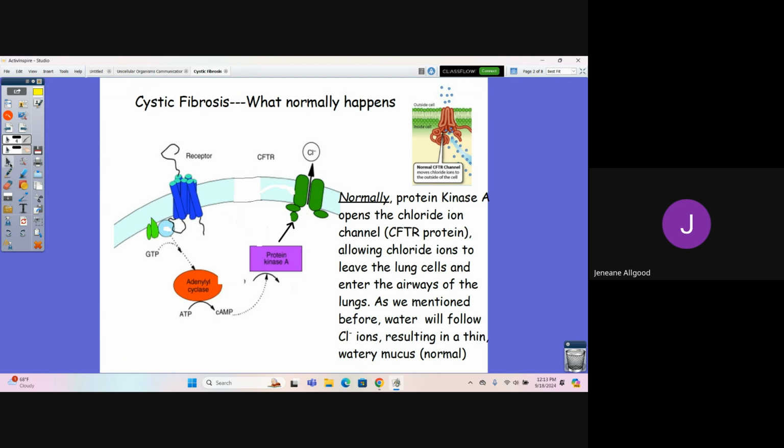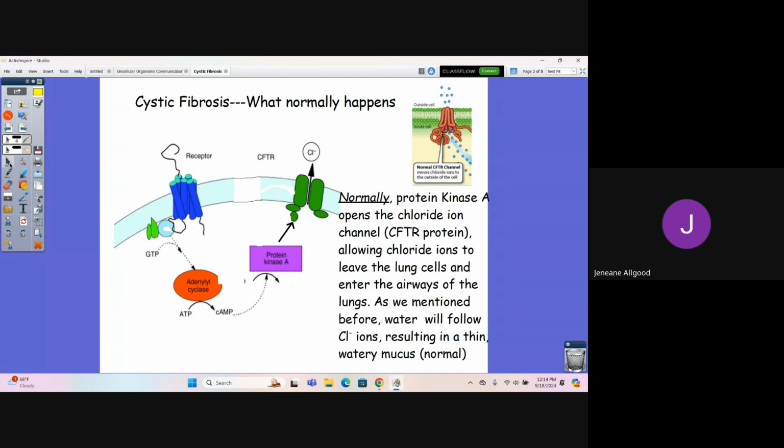So normally, in people without cystic fibrosis, protein kinase A binds to the CFTR protein, opening it up. So CFTR, I believe, is cystic fibrosis transmembrane conductance regulator. It's a fancy name for this chloride ion channel. And that allows chloride ions to leave the lung cells. So now we're talking about the lungs. We're not talking about intestinal cells. And those chloride ions will enter your airways, which would be this area out here.